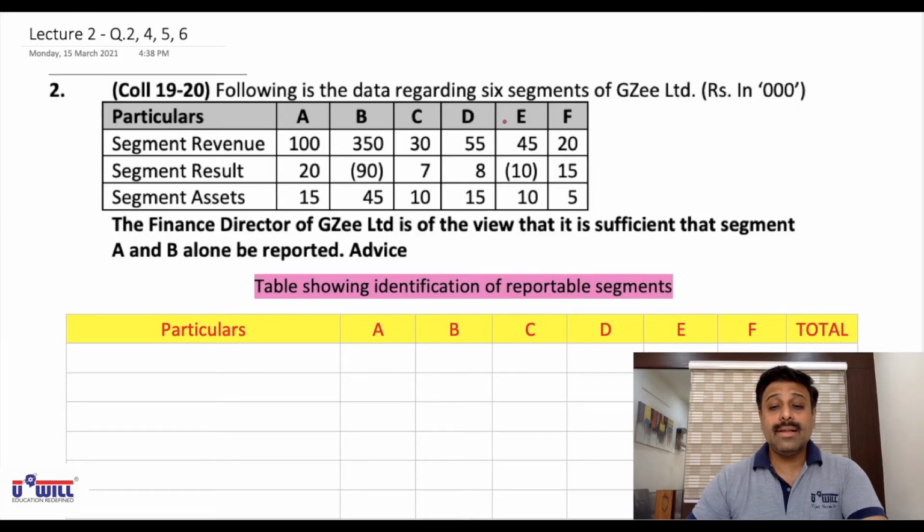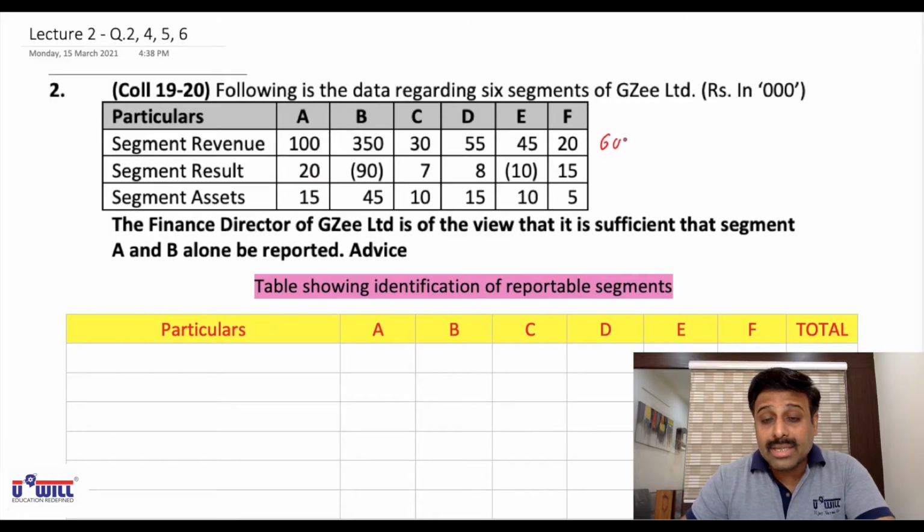Following is the data regarding 6 segments of Z Limited, rupees in thousands. So 6 segments are there, A, B, C, D, E, F. Now see, in MCQ questions, you don't have to do the workings that we'll be doing in our solution right now. From an MCQ point of view, what you can do is very simple. First you are given the segment revenue, you do the total of all the revenues. Do 100 plus 350 plus 30 plus 55 plus 45 plus 20. Everyone do it in the calculator. Do you get 600?